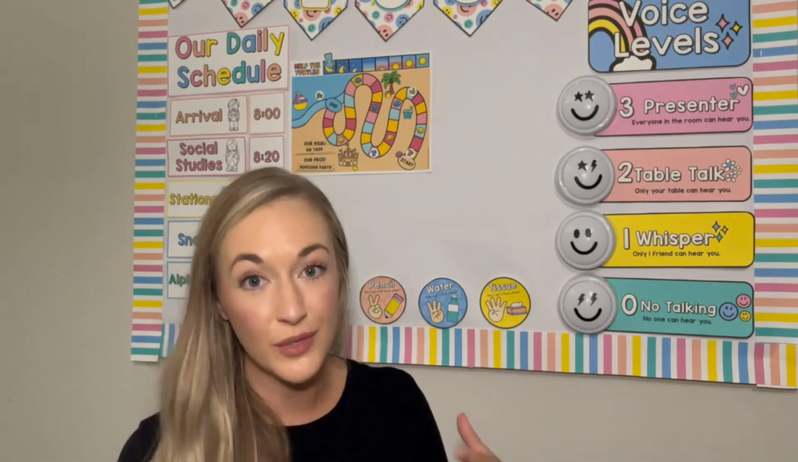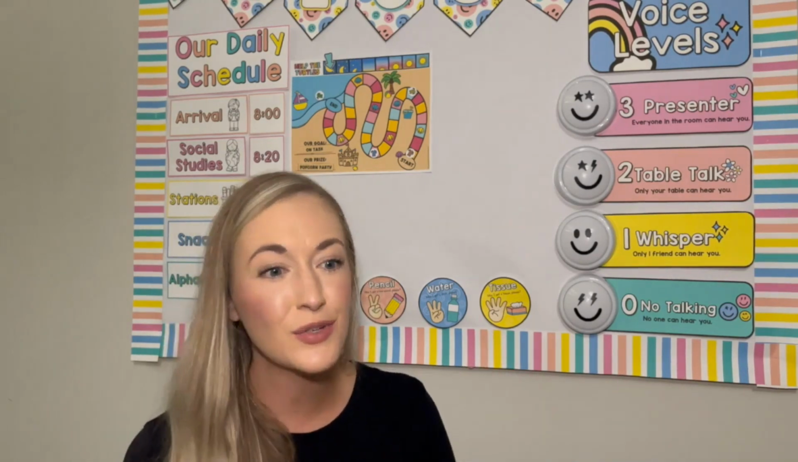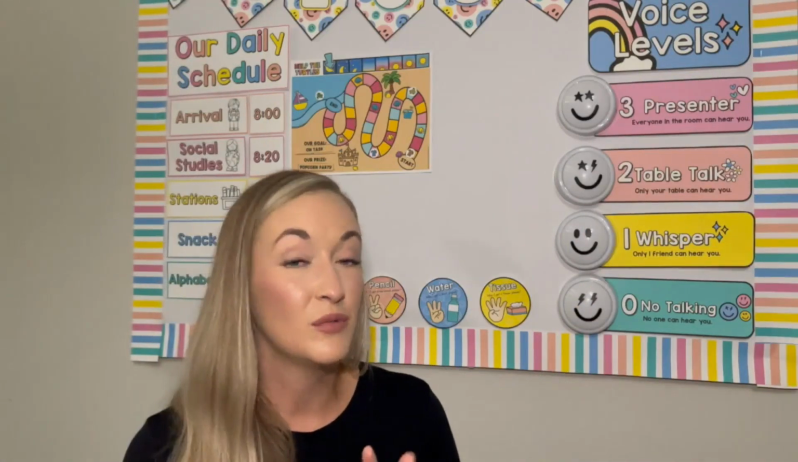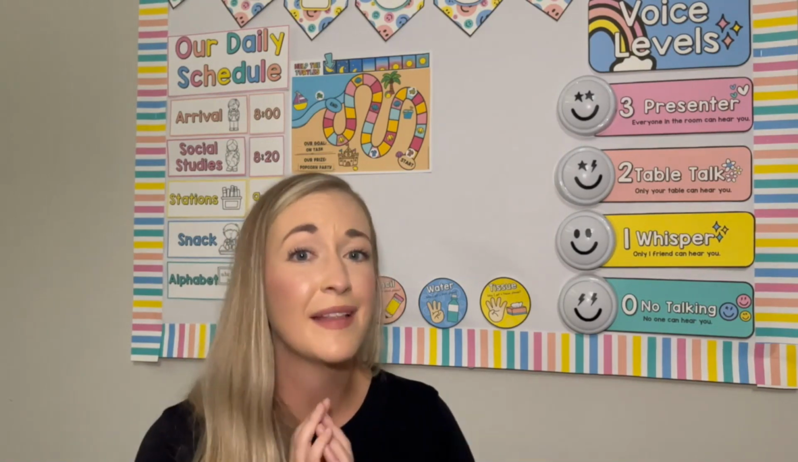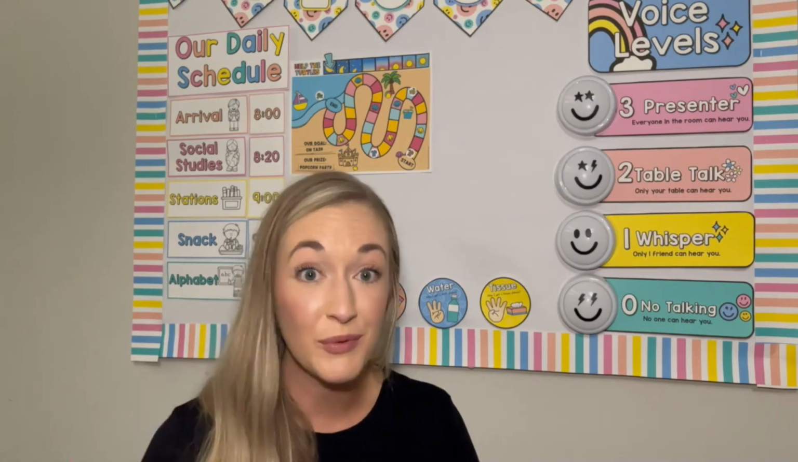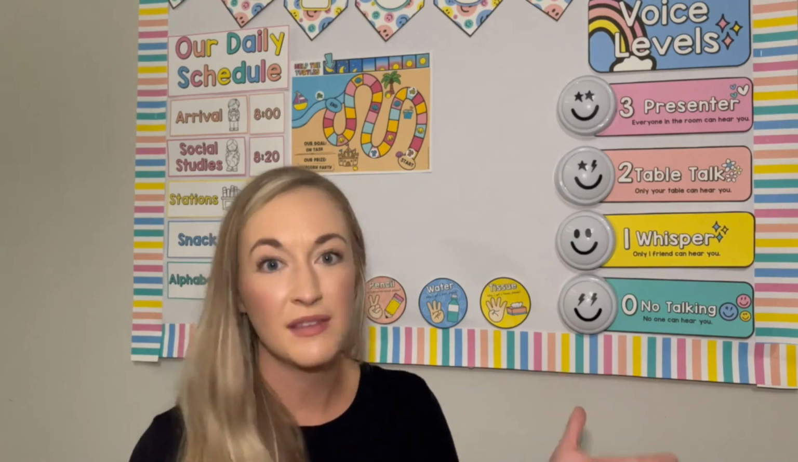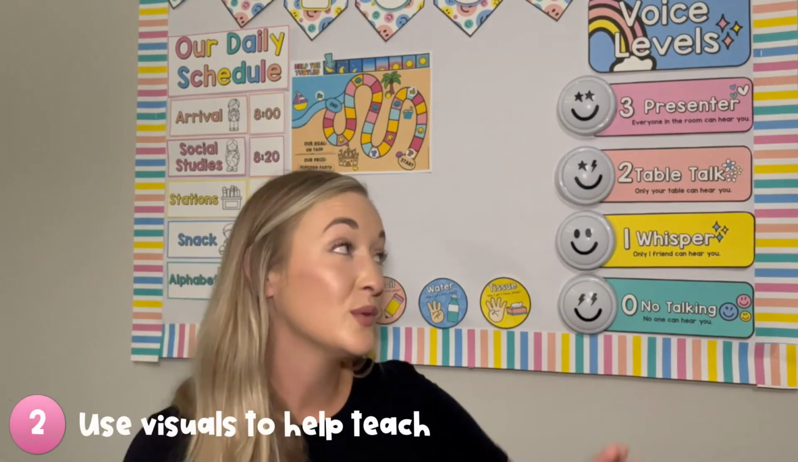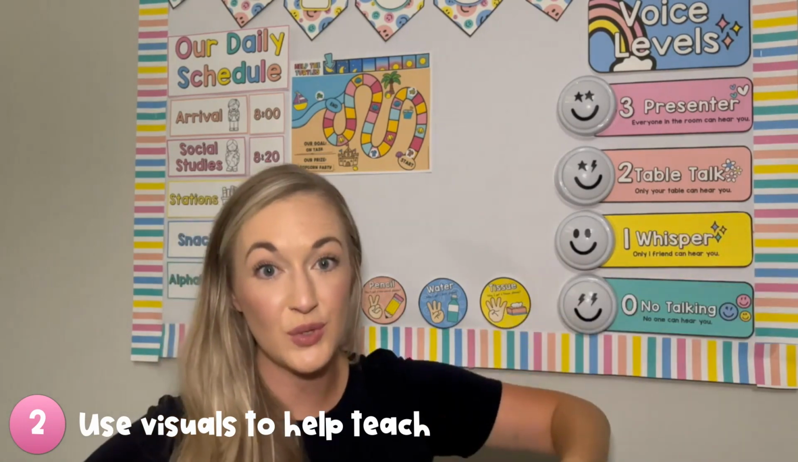So what you're going to do is go over the voice levels that you're using in your classroom. This is an example of what I use in my classroom. They do not match the book because I like to do things the way that I want to do them, and that's what I suggest for you too. If the book matches how you want to teach it, then that's perfect, and that's what you should do. Or find something that works best for you. So you are going to use these visuals to help teach your students about the different voice levels. I'm going to run through them really quick.